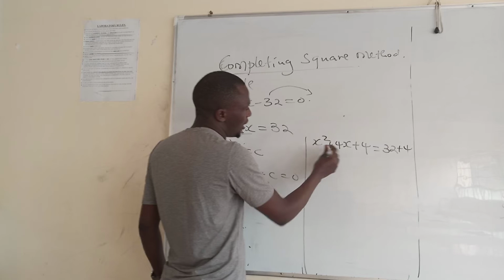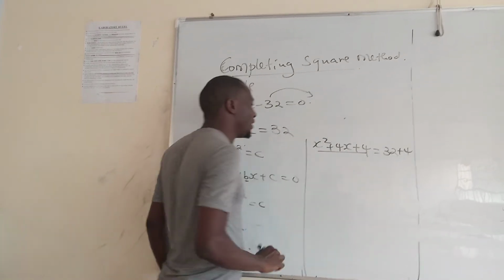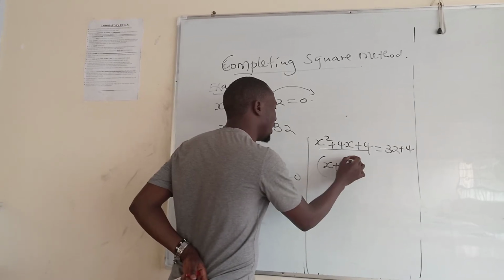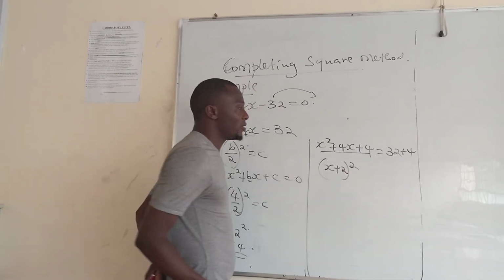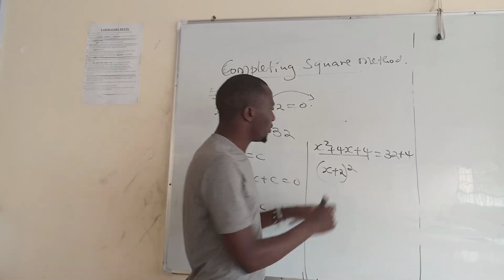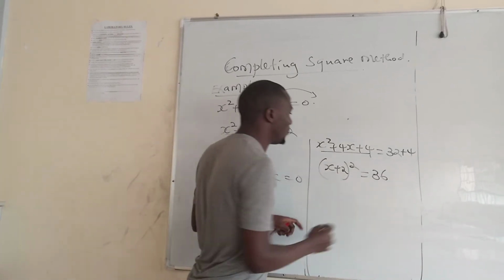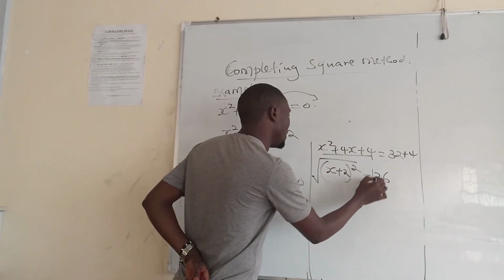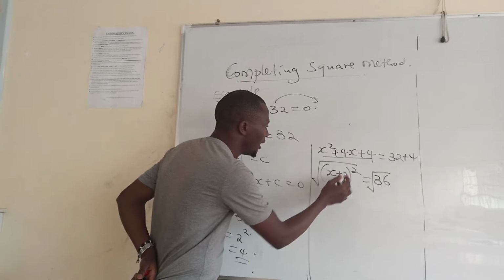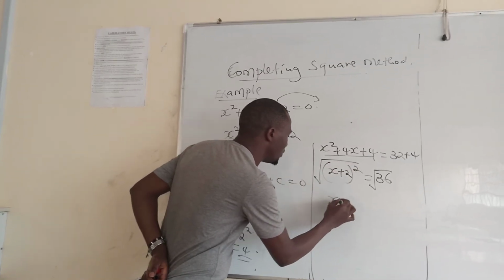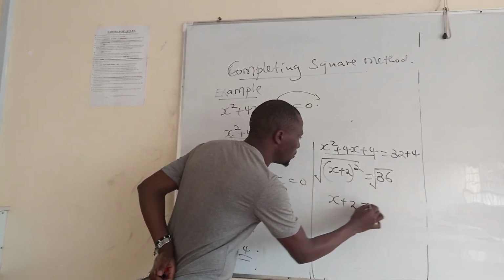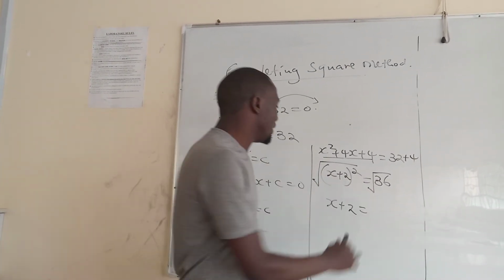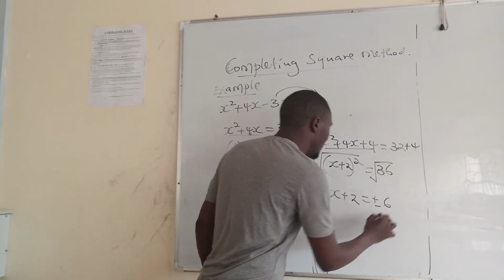So realize now we can factorize this. And we are going to have x plus 2 squared. When you factorize this using the methods that we were taught, then you are going to get this is equal to 36. Now find the square root on both sides. The square and the square root will cancel, and then we shall be left with x plus 2 is equal to the square root of a number like this one. The answer should be plus or minus 6.